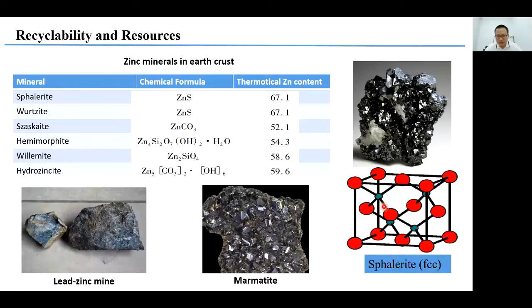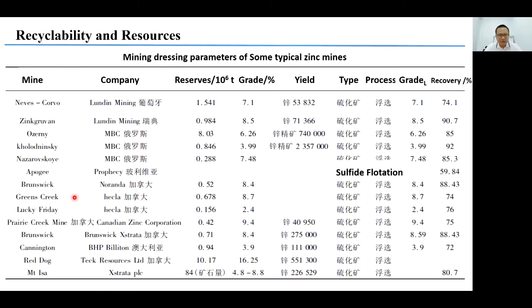Amount of the zinc is substituted by iron, so we can call the mineral magnetite. So magnetite contains slightly more iron, which will bring more assignments for the following processes. And some very famous or very large mines all over the world, and you can see they're from Europe, from Portugal, from Sweden, from Russia, from Canada, and from Australia.